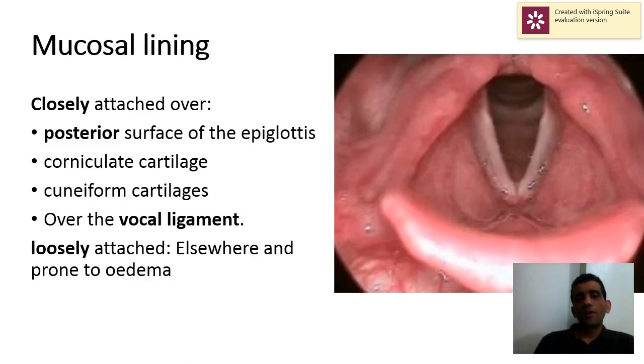The mucosal lining of the larynx is closely attached over the posterior surface of the epiglottis, the corniculate and cuneiform cartilages, and over the vocal ligament. It is also firmly adherent at the laryngeal surface of the epiglottis, and loosely adherent in other areas of the larynx. This is an important factor in the development of anaphylaxis and severe laryngeal edema. The areas most prone to swelling and closing the airway are the vocal cord and the laryngeal surface of the epiglottis.